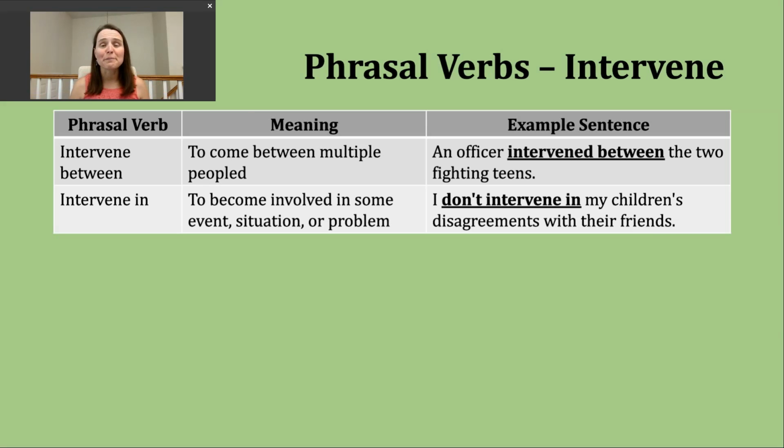A second phrasal verb you might hear is to intervene in. This means that someone is becoming involved in some event, maybe a situation or a problem. An example of this could be: I don't intervene in my children's disagreements with their friends. Right? So this is saying another way: I don't get involved. I let them work out their disagreements.